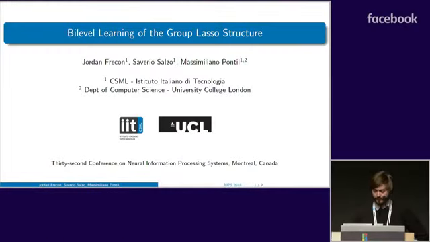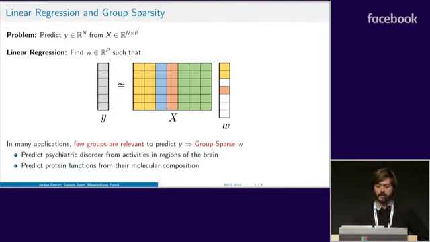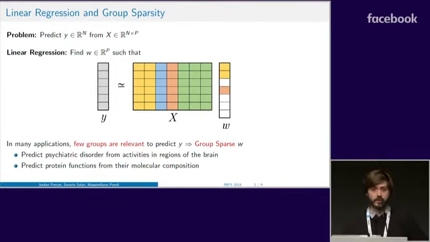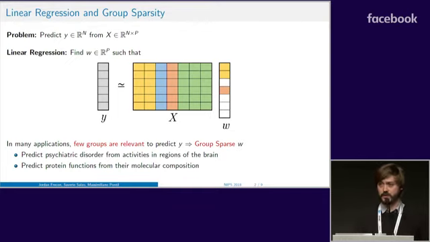Hello, everyone. Today we present this bi-level approach to estimate the group lasso structure. We consider the case where we would like to predict a vector y from some matrix X. To do so, we could look for a linear model where we need to find a vector W such that y equals X times W. However, in many cases, only some part of X might be relevant to predict y. This is why you should prefer a solution W which is group sparse, and one efficient way to do so is to resort to the group lasso problem.